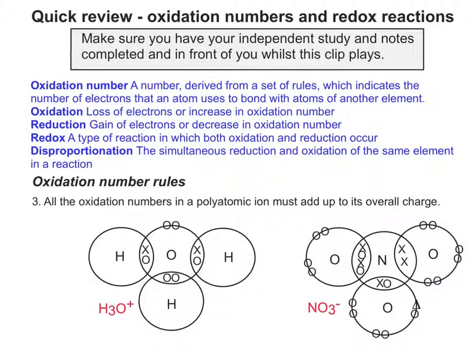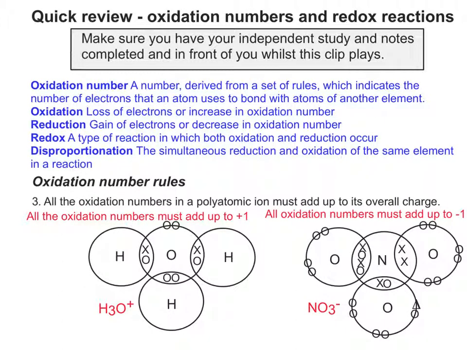So moving on to the next rule, all the oxidation numbers in a polyatomic ion must add up to its overall charge. So in the case of H3O+, everything has to add up to +1. And in the case of NO3-, they all have to add up to -1.